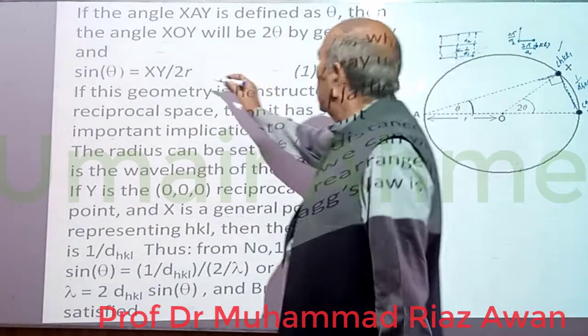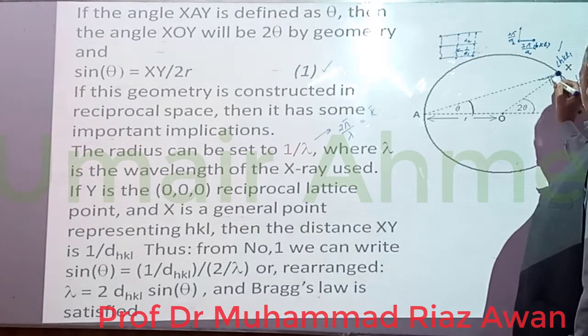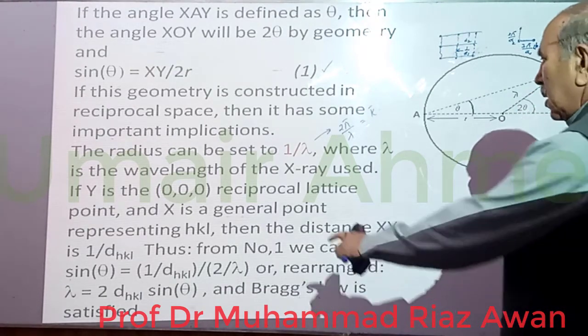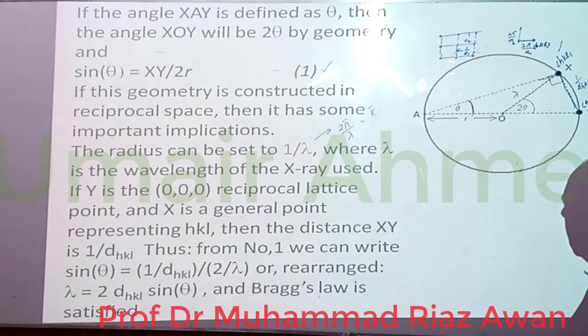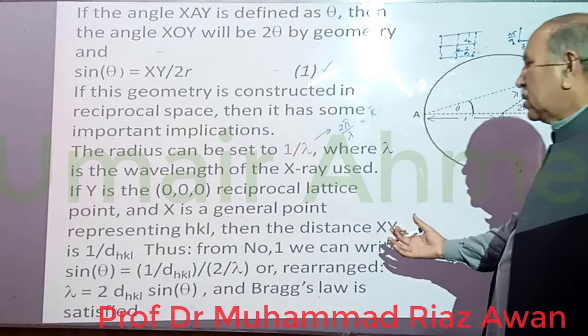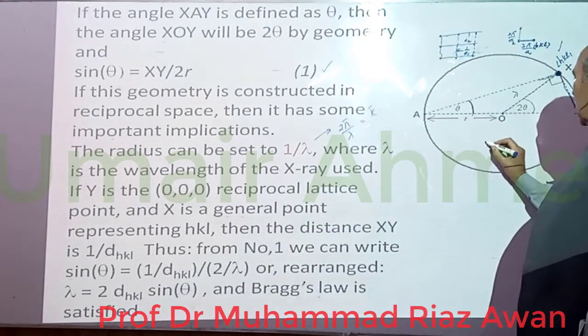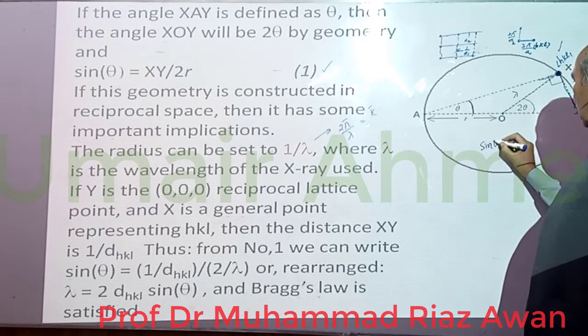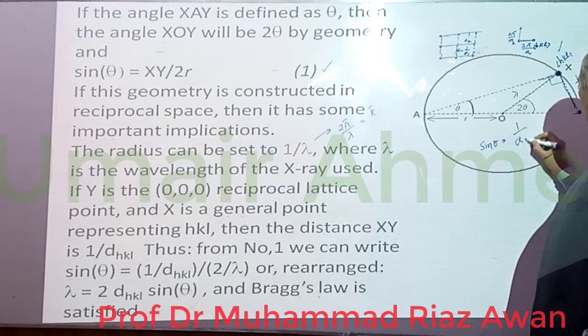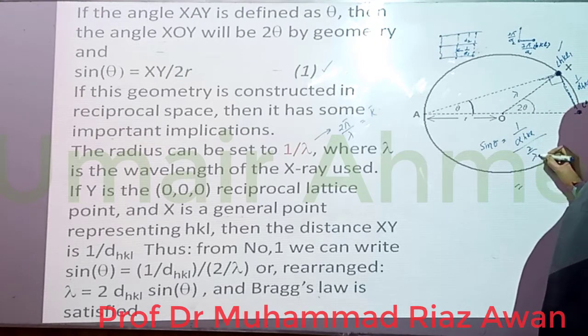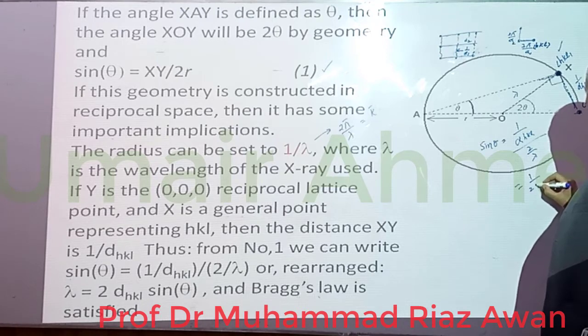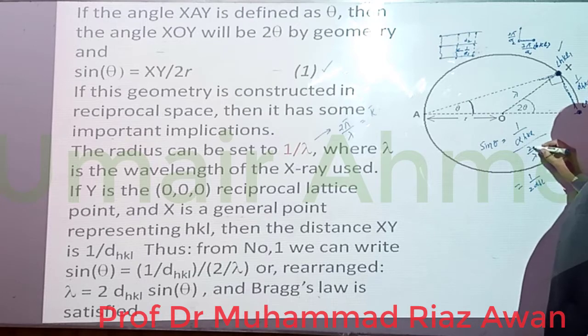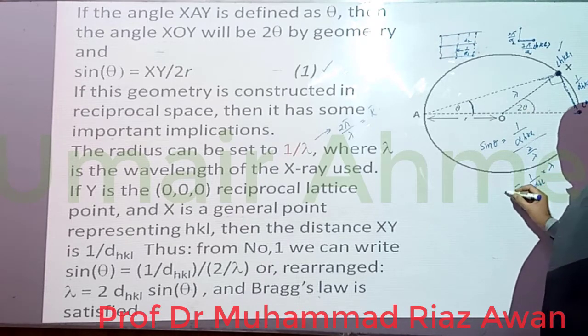divided by 2R, and R I have taken as 1 divided by lambda. So I will write 1 divided by d hkl divided by 2 divided by lambda. If we rearrange this, I will get sine theta is equal to 1 divided by d hkl divided by 2 divided by lambda. So what I can write: 1 divided by 2 d hkl multiplied by lambda, this 2 will go here and lambda will go up, is equal to sine theta.